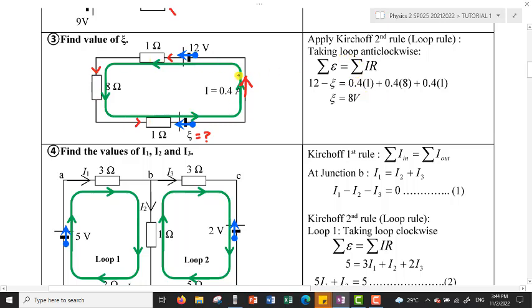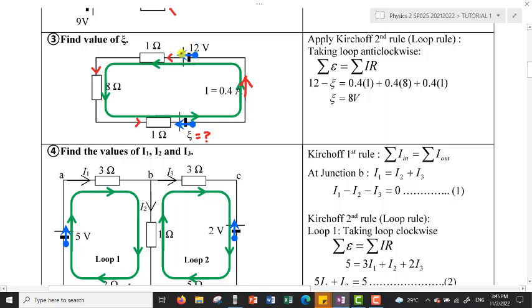Specify the direction in which you are going to travel inside the circuit loop. So we assume we are going to take the loop anti-clockwise. So I draw the directions. I'm going to travel in the loop anti-clockwise. So now I'm going to write down the Kirchhoff second rule equation. The summation of EMF that exists in the circuit loop must always equal the summation of the product of current and resistance.